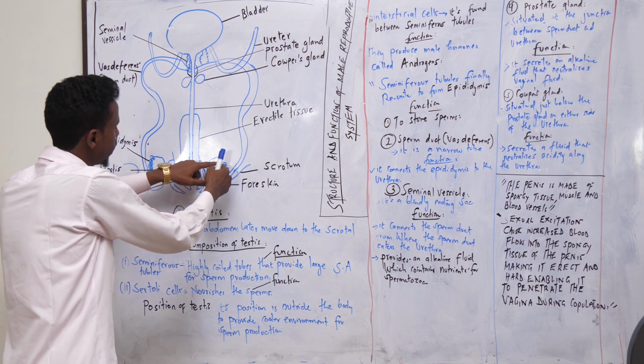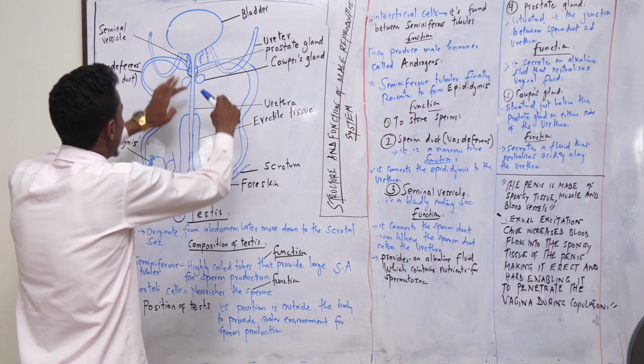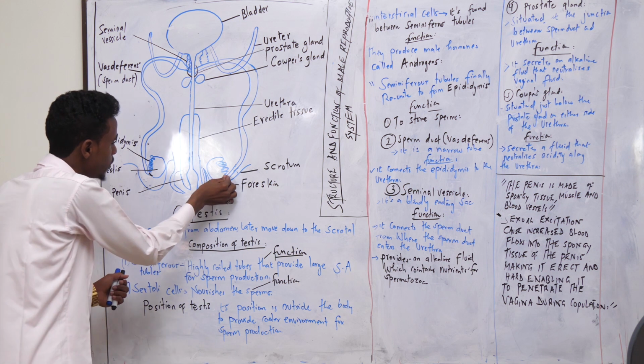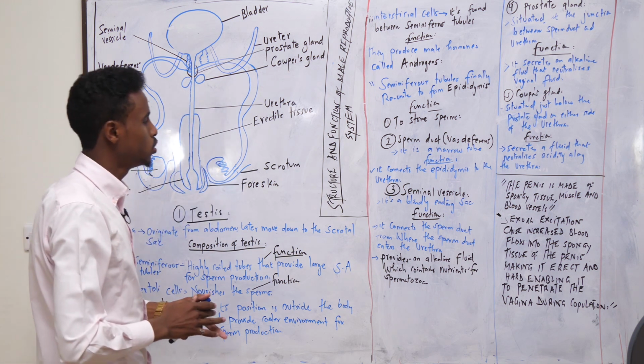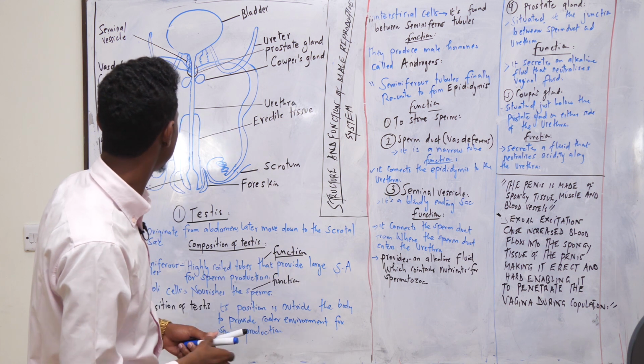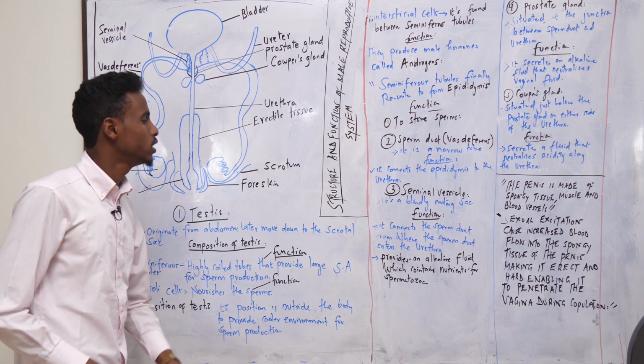It is a narrow tube connecting the epididymis to the urethra, and this is the urethra, and we can see that this vas deferens is connecting the epididymis to the urethra. Now, what is the function of the vas deferens? It primarily connects the epididymis to the urethra.